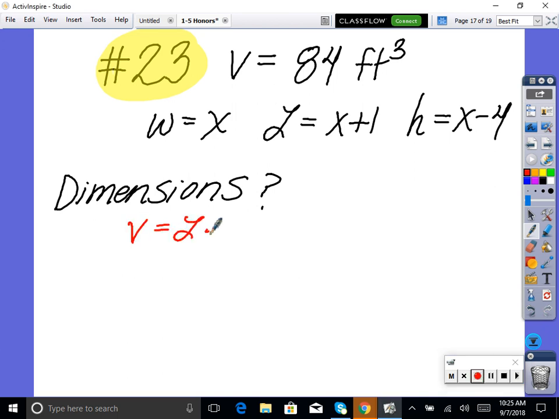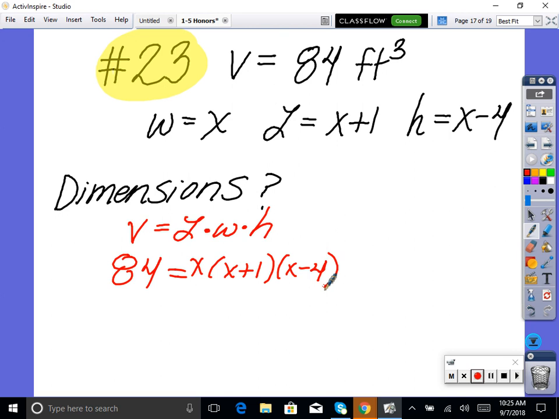Volume equals length times width times height. So we'll plug in what you know. 84 is equal to our length, x plus 1, times our width, I'm going to put the x in front, times our height, x minus 4. Now think about it. We want to know what x value will make this a true statement, correct?